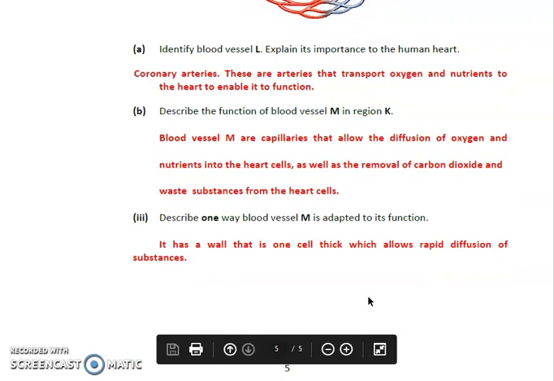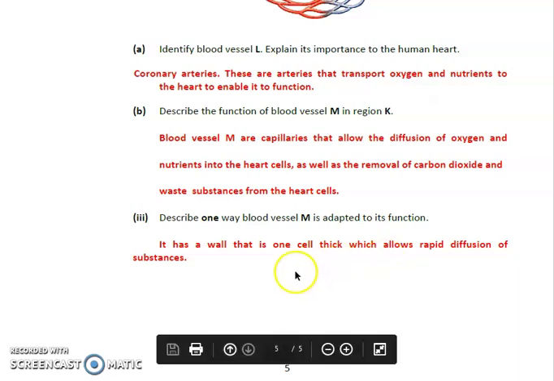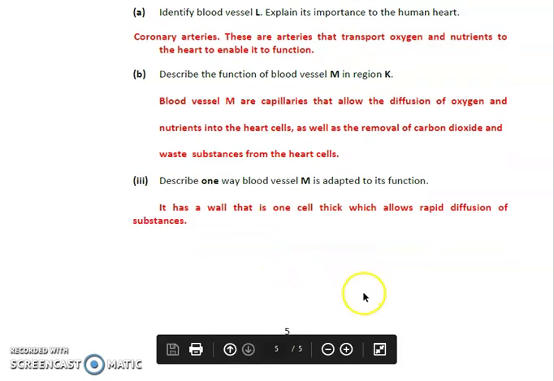Part 3, describe one way blood vessel M is adapted to its function. That means for capillary, it has a wall that is 1 cell thick. That means very thin cell wall. It allows for fast diffusion of substances. So teacher, can I just write thin cell wall? No, it's not good enough. So please write down 1 cell thick.